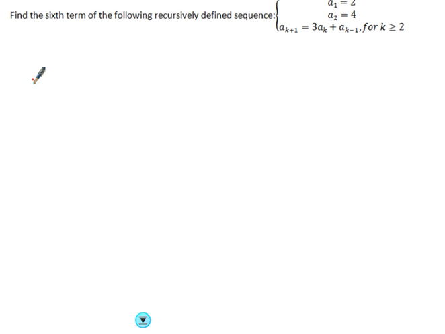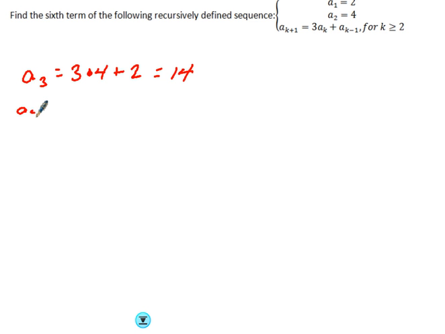So if we wanted to find out the third term, a sub 3, we could say it's equal to 3 times the one right before that, a sub 2, which is 4, plus the term right before that, which was a sub 1 or 2. So that means 3 times 4 plus 2 more, that's going to be a grand total of 14.